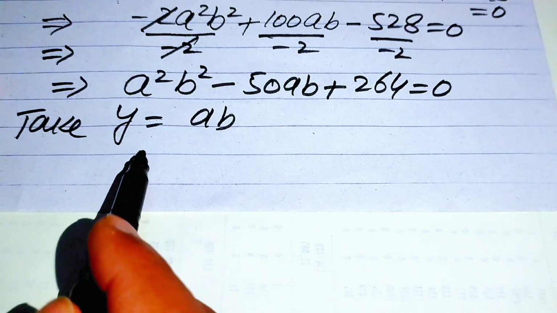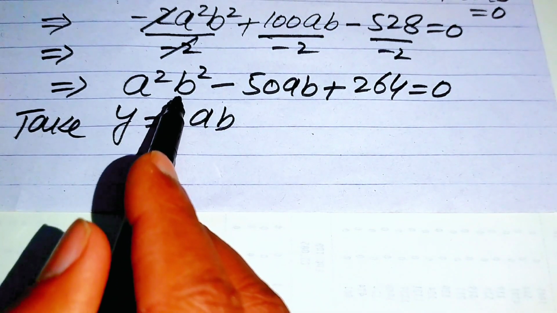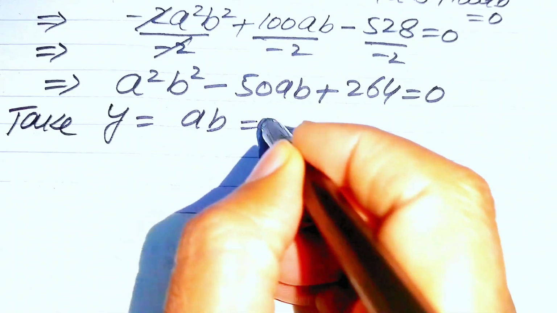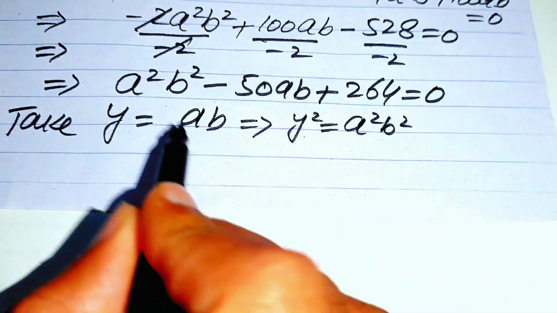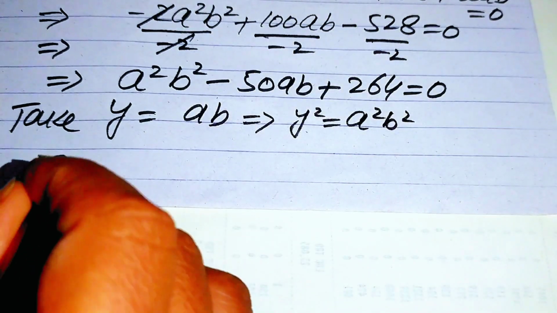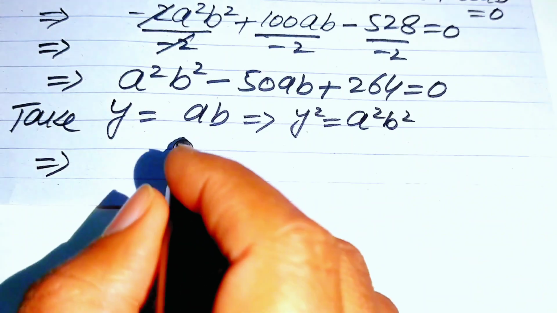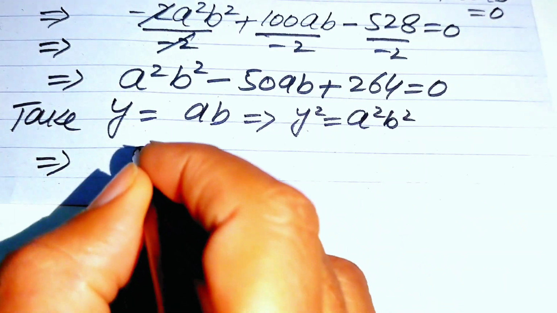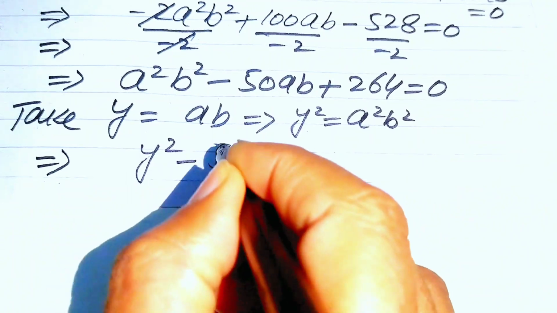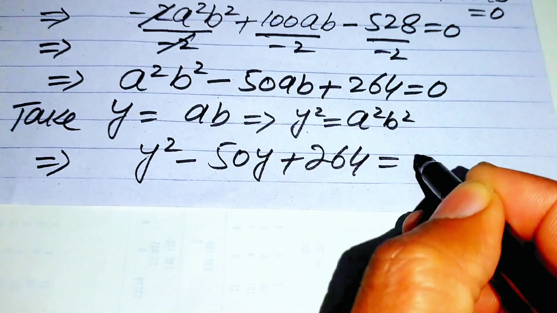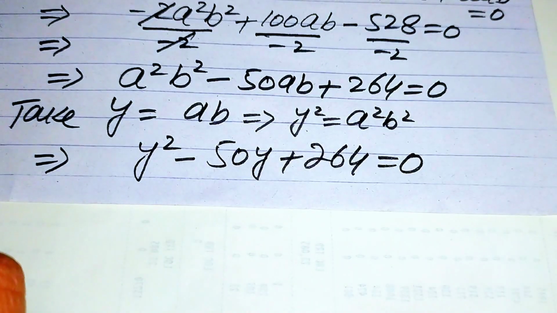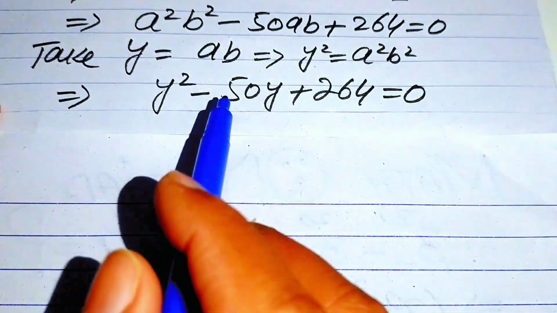So when we take y equals ab, this a square b square becomes y square. So this implies that y square equals a square b square. So we put these two values in the above equation, and our above equation becomes a quadratic equation in y, and we write it as y square minus 50y plus 264 equals 0. Now we make the factors of this equation.